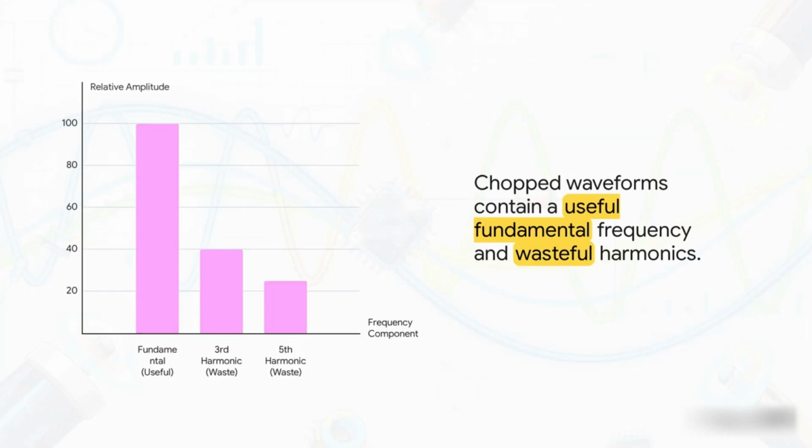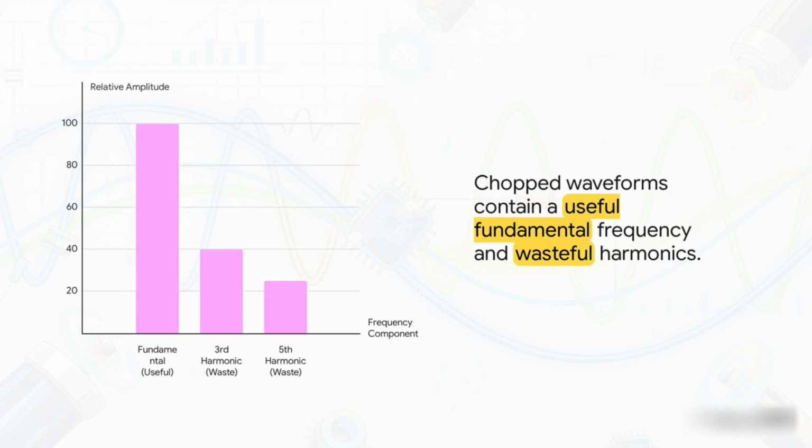This chart is a great way to visualize a concept called the Fourier series. It's a powerful idea that says any repeating wave, no matter how weirdly shaped, can be broken down into a bunch of simple, clean sine waves. Our chopped-up waveform has one main component at the original frequency, the fundamental. That's the part doing all the useful work. But then it also has all these other sine waves at higher frequencies, the harmonics.